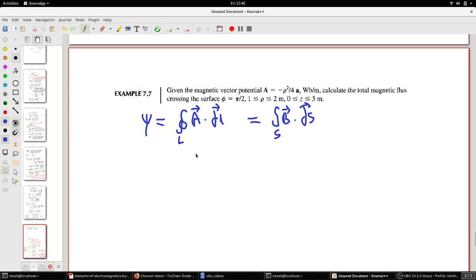Now you know A. You have A with you, so you can directly use this formula. Or you can find B using del cross A, that's the second approach, and then plug it in here. So what you will need is the dl vector in this case and the ds vector in this case.